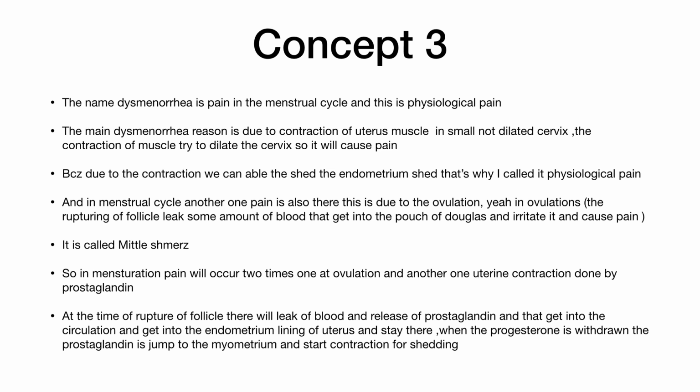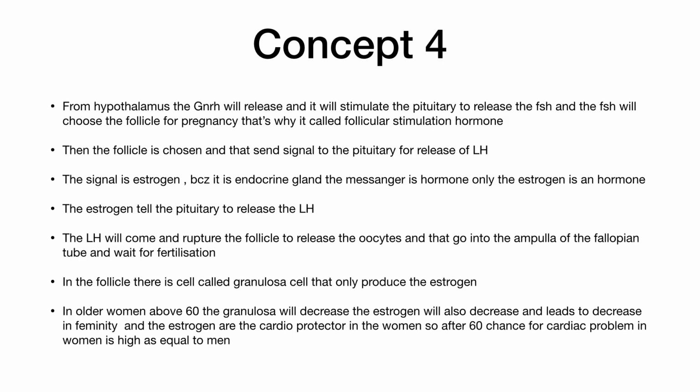Concept 4. From the hypothalamus, GnRH is released and it stimulates the pituitary to release FSH, and FSH will choose the follicle for pregnancy. That's why it is called follicle stimulating hormone. Then the follicle is chosen and it sends a signal to the pituitary for release of LH. The signal is estrogen, because the follicle is an endocrine gland and the messenger is a hormone only.